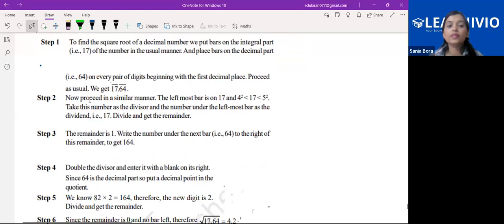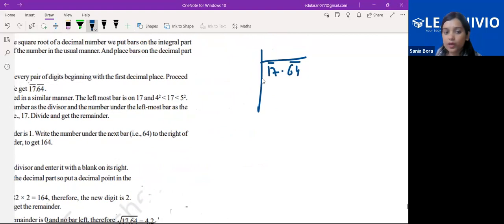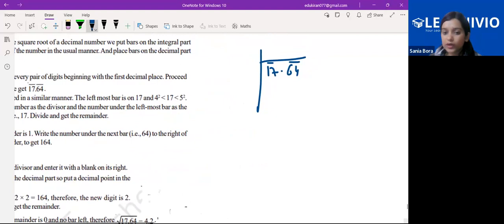Now step number 2: proceed in the similar manner. The leftmost bar. So over here, 17.64, I put the bars. I'll start from here itself. The same number, you don't have to worry about the decimal. So what I will do, 17. Of course, 2 table you'll get 4, 3 table 9, 4 table 16, 5 table 20. So 4 fours are 16. You got 1 here. Got it? Yes. And then you will bring this 64 down.